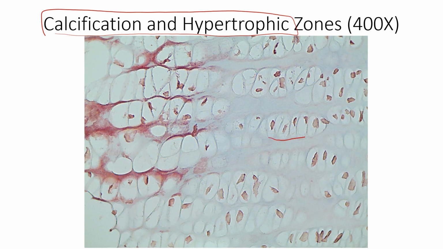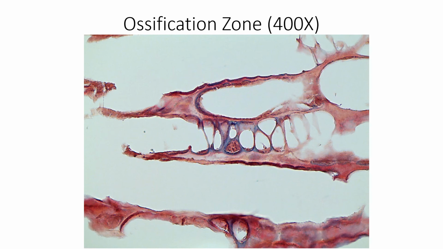But you see, that's our column, so that's still proliferation. But over here, when cells became larger, and it seems like here there are even empty cells, right? So that would be a calcification zone. And the last slide will show us ossification. So here's ossification, and we see this newly formed trabeculae of the spongy bone. Right, so that's it for this presentation, and I hope it was helpful.